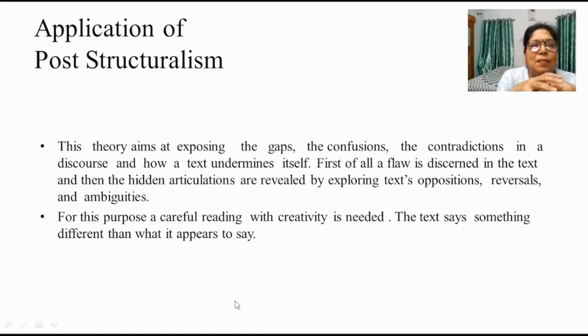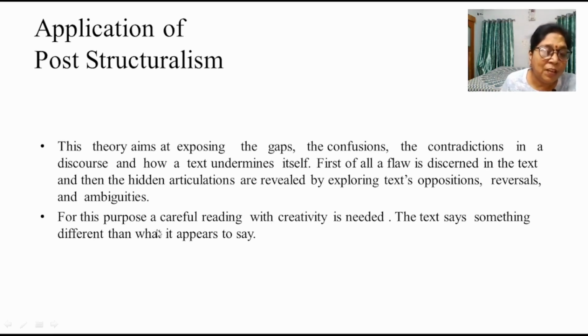Now, the application of post-structuralism. This theory aims at exposing the gaps, the confusions, the contradictions in the discourse, and how a text undermines itself. First of all, a flaw is discerned in the text. We try to find out what is missing in that, what is the gap in that, and then the hidden articulations are revealed by exploring text, opposition, reversal and ambiguities. And when we try to find out the ambiguities and the oppositions, we explore them, and a new meaning comes out. For this purpose, a careful reading with creativity is needed.